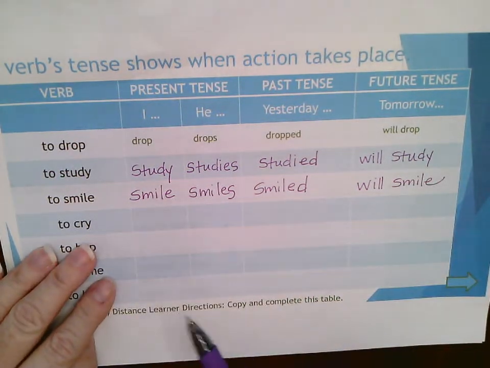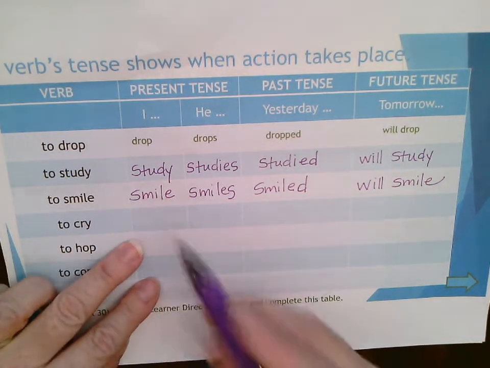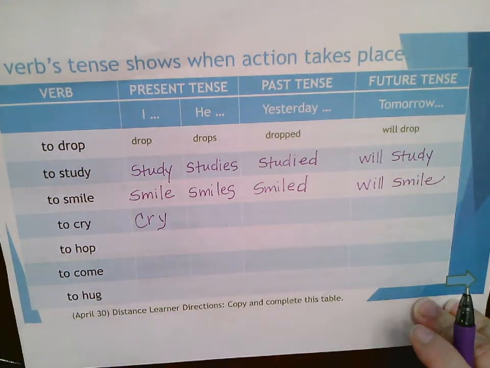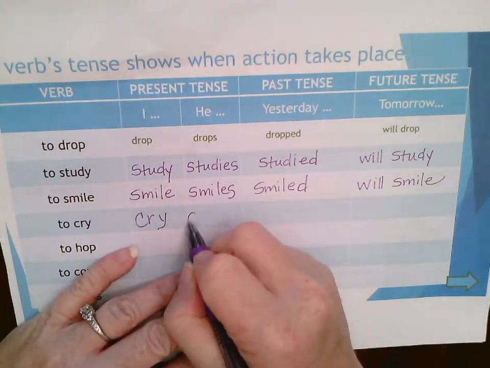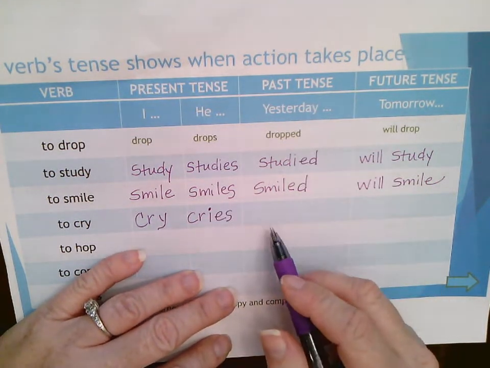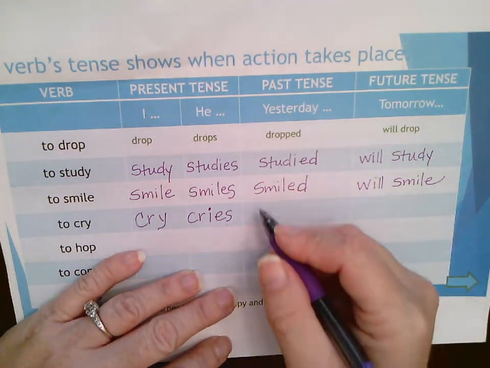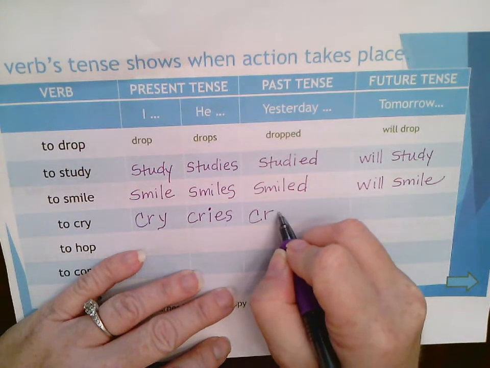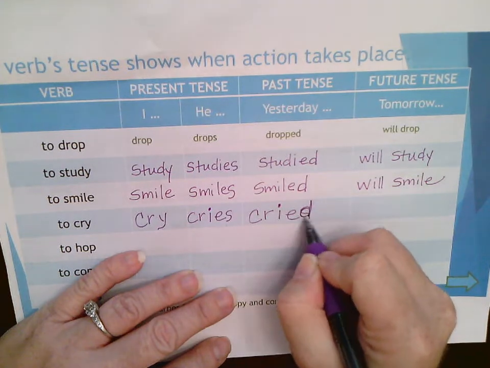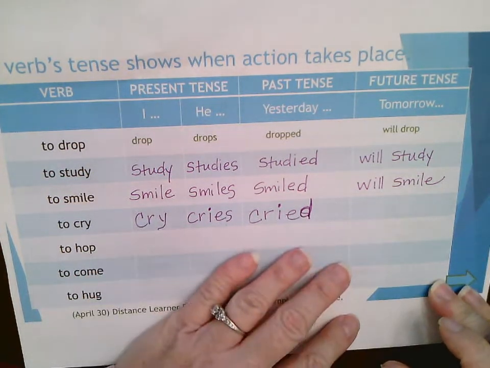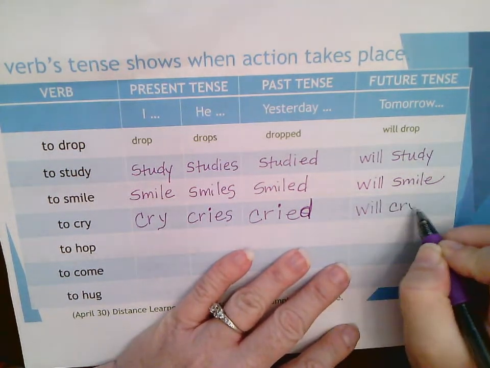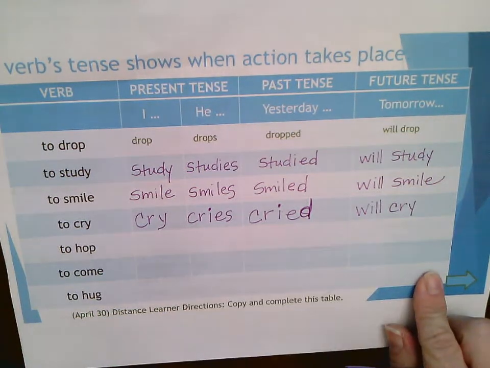All right. Let's go to cry. To cry. I cry. I don't have to do anything when it's I or you as the subject. He cries. Oh, I've got to change that Y to an I and then add an S. Past tense of cry. Yesterday, I cried. So I'm going to change that Y to an I. Add ES. Add ED. I'm sorry, add ED. Yesterday I cried. Tomorrow I will cry. I added will in front of my base verb, cry.